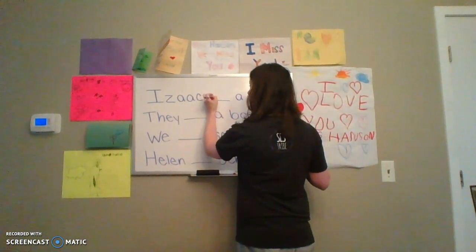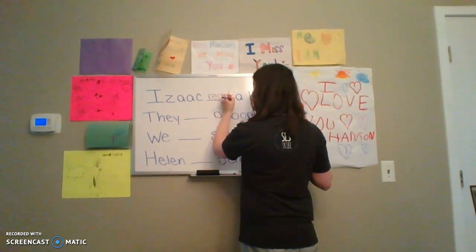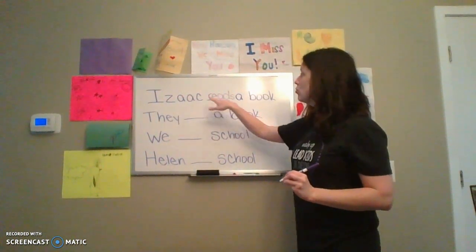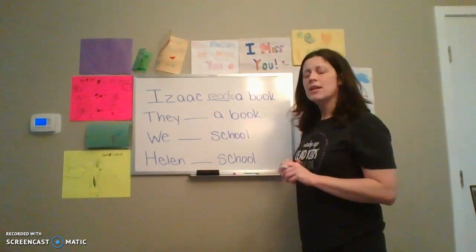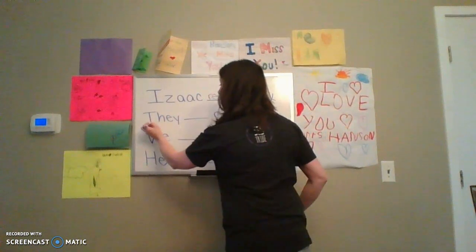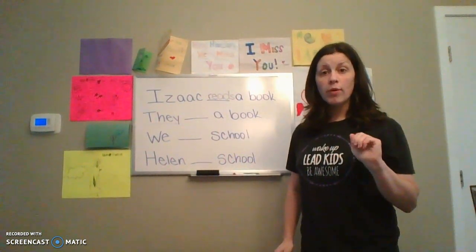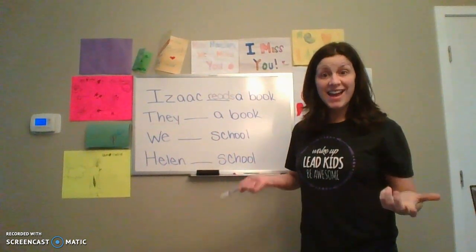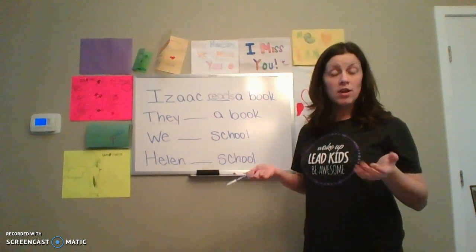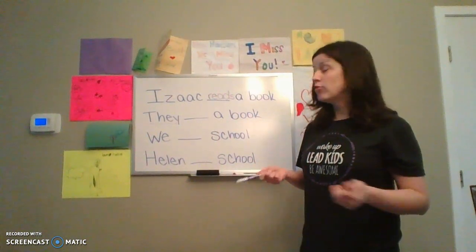So I'm going to write right here, read. I kind of ran out of room, but that's okay. Isaac reads a book. Now we have to think about it the other way. Now we have our word they. Is they one person or more than one person? They could be 2 people, 3 people, 5 people, even more, right? So they is saying that it's more than one person.